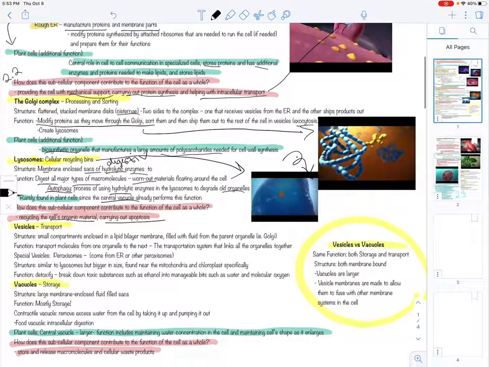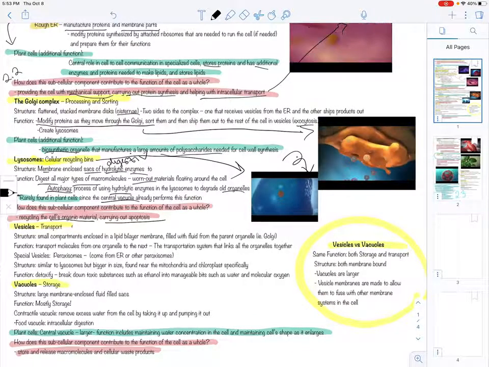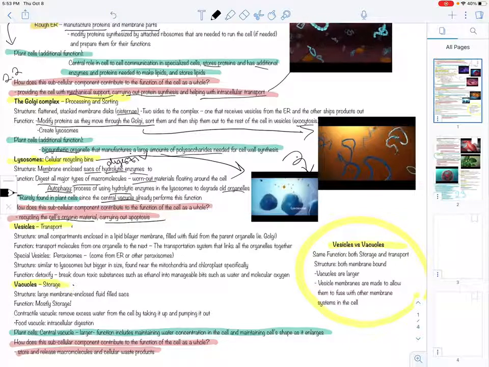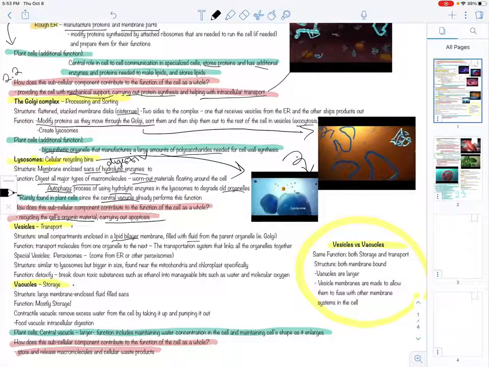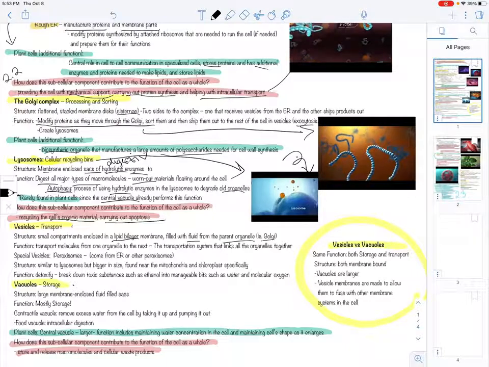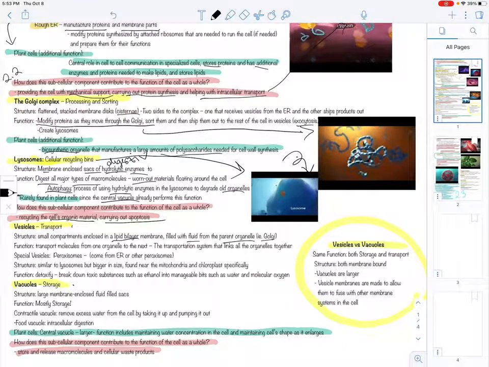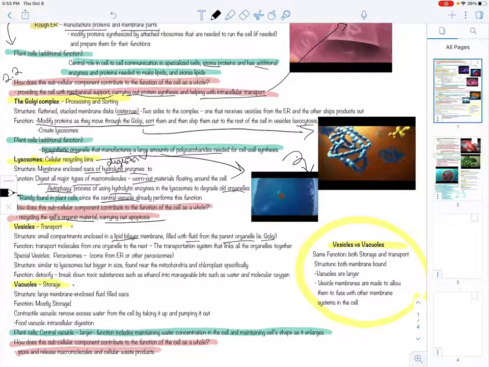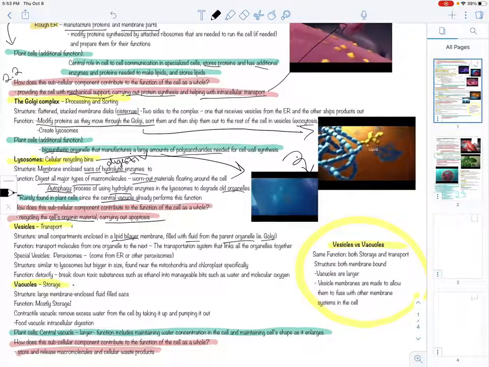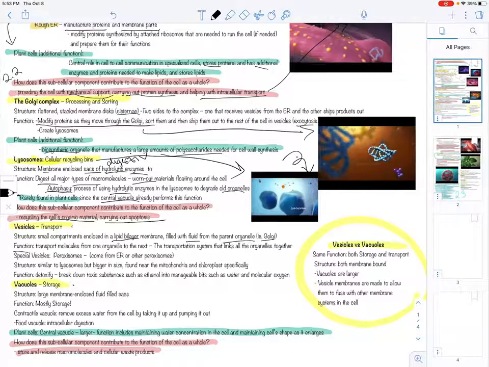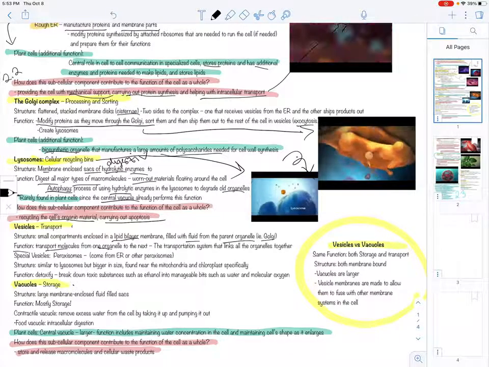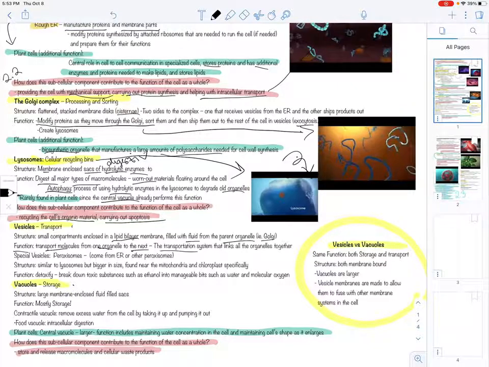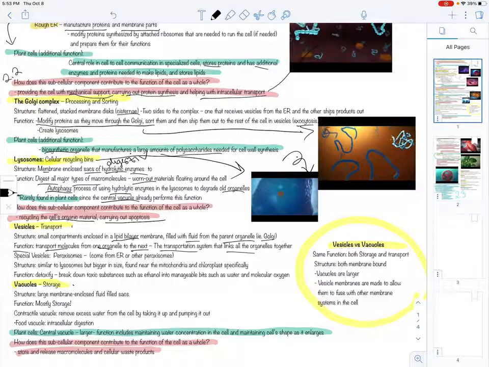All right, vesicles and vacuoles. Vesicles are mainly your transport, vacuoles are mainly your storage. Now, vesicles, they are small compartments that are enclosed in a lipid bilayer membrane filled with fluid from the parent organelle. So, for example, if it was the Golgi, it's filled with fluid from the Golgi. If it's the one that's leaving the endoplasmic reticulum, it's filled with fluid from the endoplasmic reticulum. The function of your vesicles is to transport those molecules from one organelle to the next. So think about when they went from the rough ER to the Golgi. This is the transportation system that's linking all of our organelles together.